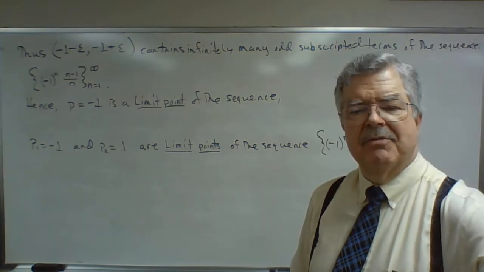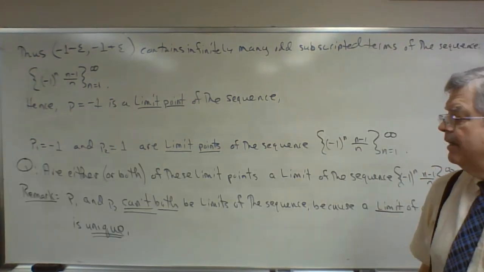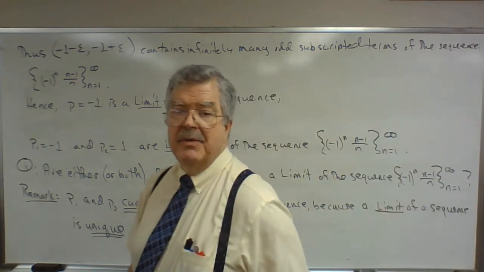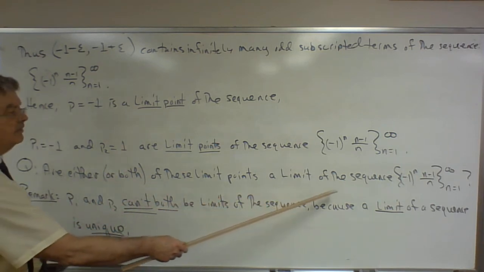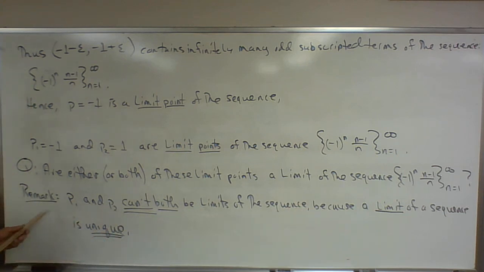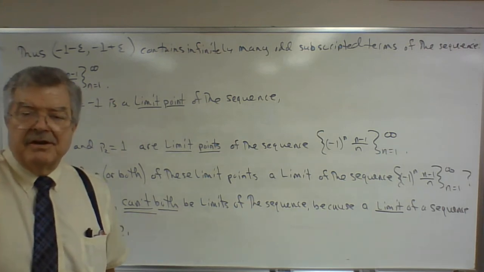Now, that's a question worth writing down. We'll acknowledge what it is that we've established so far. Are either or both of these limit points, P1 equals -1, P2 equals 1, a limit of the sequence? And we've observed that P1 and P2 can't both be limits of the sequence, because a limit of a sequence, if it exists, is unique. So let's ask another question.